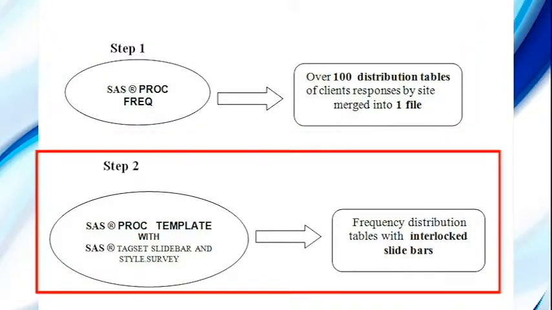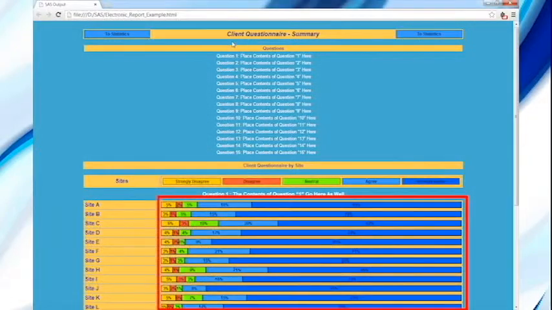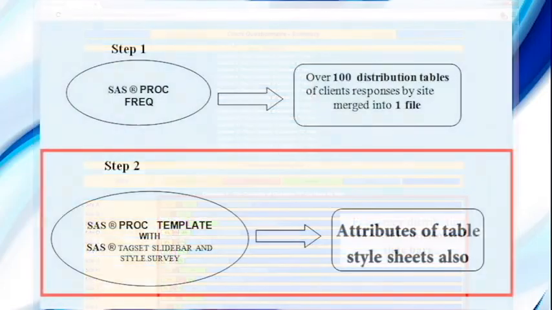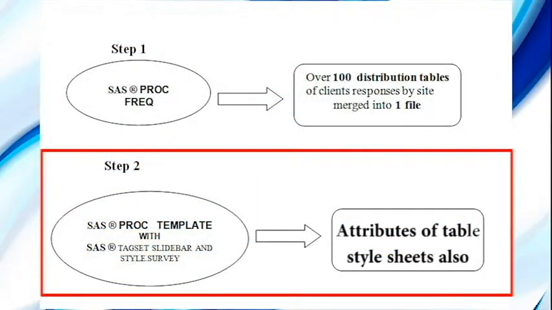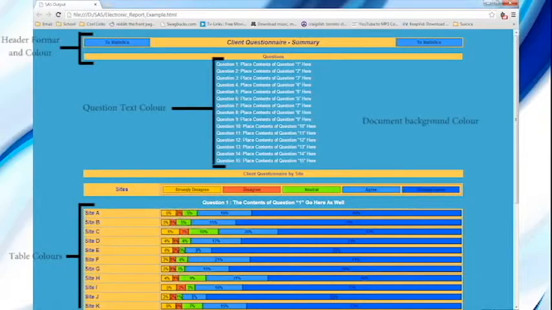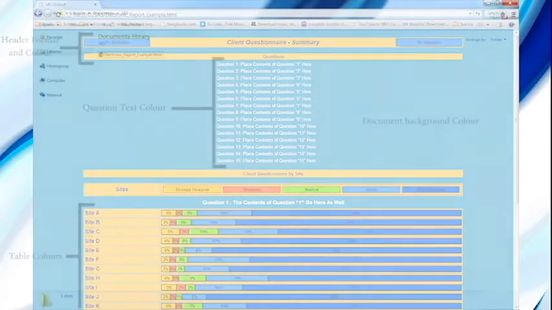The SAS tagset slidebar, defined by the PROC TEMPLATE statement, generates the interlocked slidebars shown in the frequency tables. The different widths for each category in the slidebars are the percentage values generated by PROC FREQ. The style survey is defined by the PROC TEMPLATE statement to establish the attributes of the style sheet associated with each table in the electronic report. Attributes of the style sheet include background and foreground color for header and data, among other things.